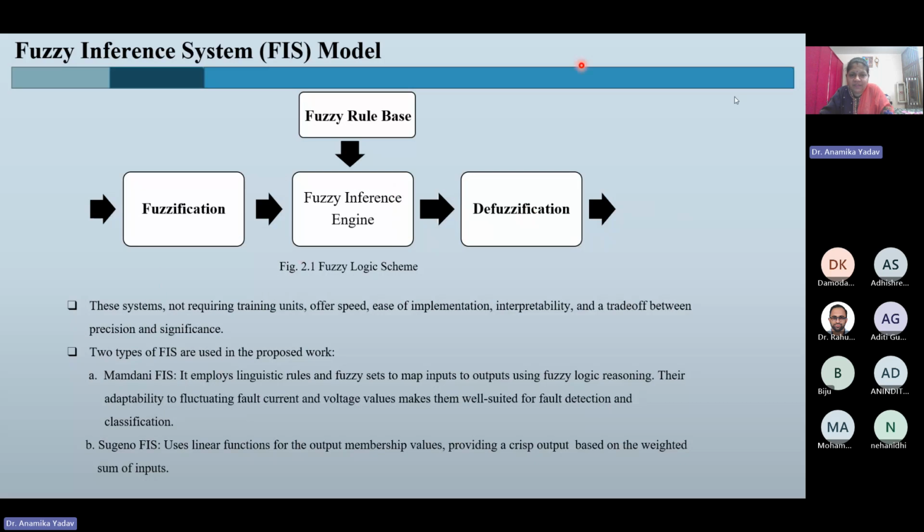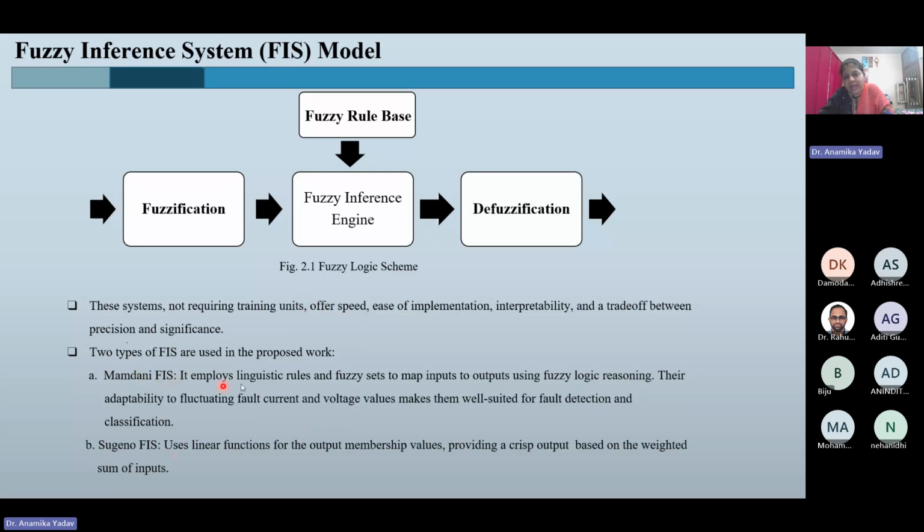In a fuzzy logic system, we don't require any training module, as in the case of either an artificial neural network or any training based AI model like KNN, naive Bayes classifier, or SVM. All these are training based methods, but fuzzy logic is not a training based method. It offers high speed, ease of implementation and interpretability, and also gives a trade-off between precision and significance. There are two types of FIS that can be used: the Mamdani type of fuzzy inference system and the Sugeno type of fuzzy inference system.